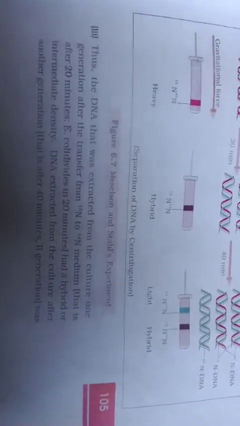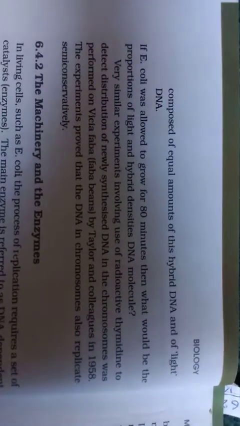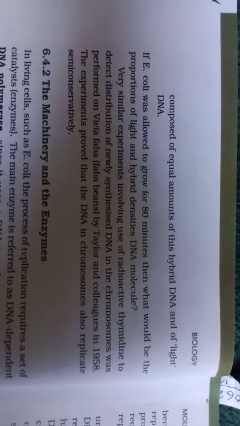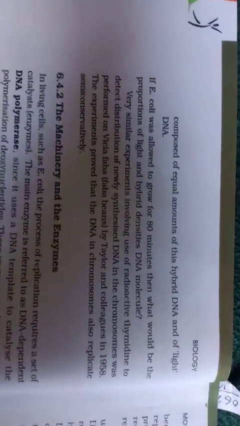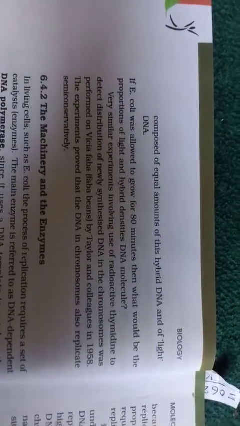Had a hybrid or intermediate density. The DNA extracted from the culture after another generation, that is after 40 minutes, was composed of equal amounts of the hybrid DNA and of the light DNA. And if E. coli was allowed to grow for 80 minutes, then what would be the proportion of the light and the hybrid? It will get reduced further.